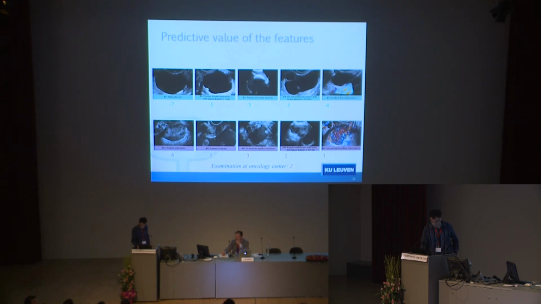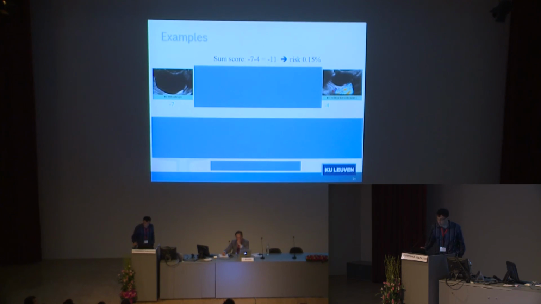Now, how do you apply this? Well, assume that you have a patient where 2 features apply, B1 and B5. No other features apply, and she's examined at a non-oncology center, so I also took out the bottom part here. Then only two scores are left, and you sum them up, that's minus 11. And this corresponds to a risk of 0.15%.